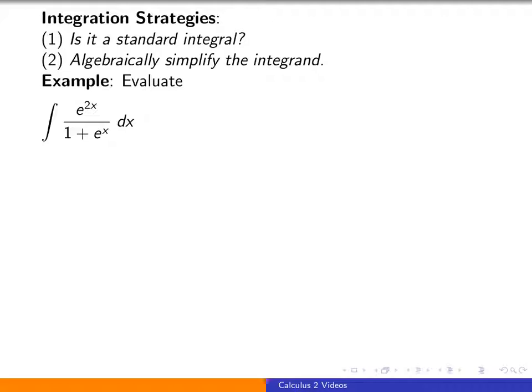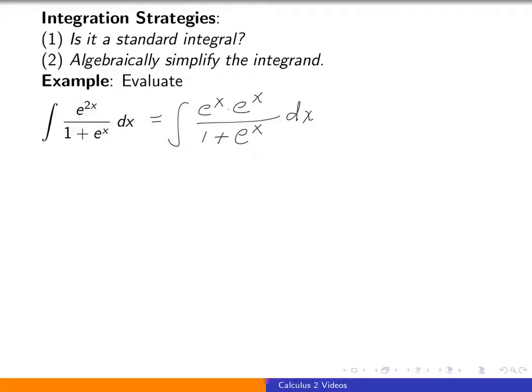Is it something that we can, through a little bit of algebraic manipulation, get back to our common antiderivatives? If not, can we algebraically simplify the integrand to maybe do a substitution or compare to the table? And here's kind of a common example. When you first look at it, it may not immediately be clear what we can do, but note e to the 2x is really e to the x times e to the x. So with this in mind, we can now do a substitution.